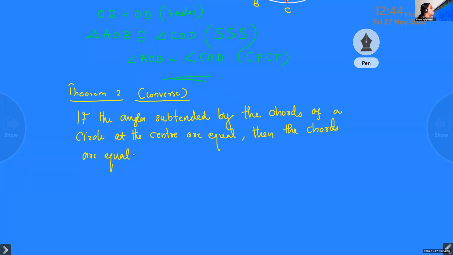See children, in this reverse theorem, it is given that the angle is equal. If the angle is equal, then the chords will be automatically equal. Okay, that is the reverse. In the first one, it was given that the chords are equal, so angles also equal. So what is the reverse? If the angles are equal, automatically the chords also will be equal. Okay, clear? So this is the second theorem. First theorem is important. Second theorem, there is no proof for you, just study.